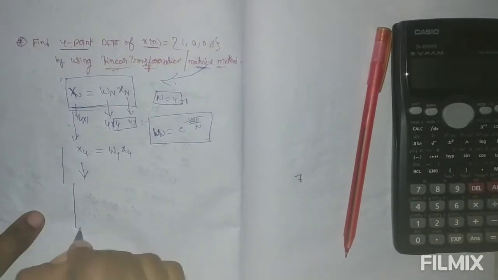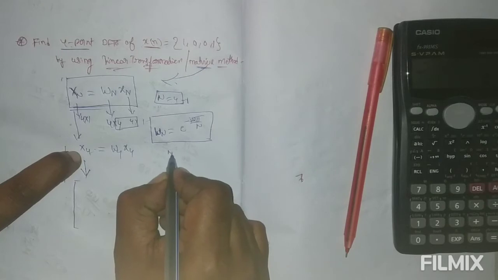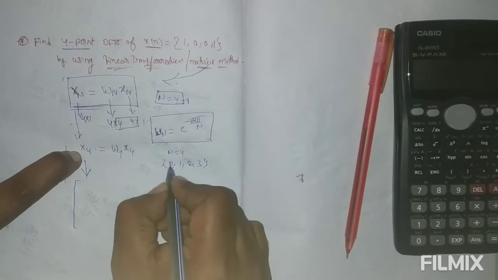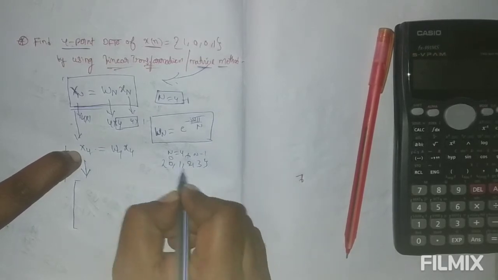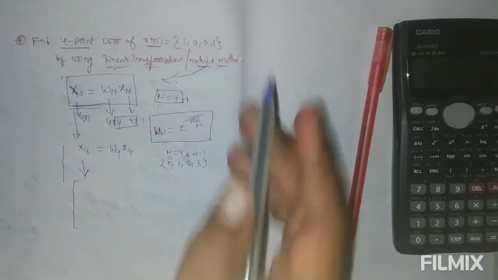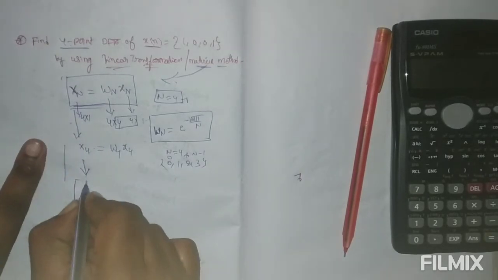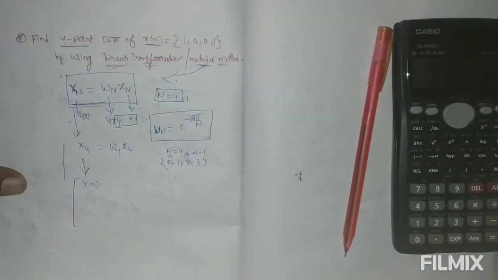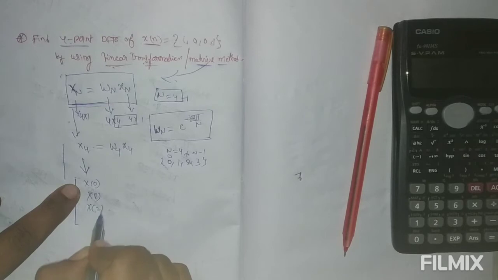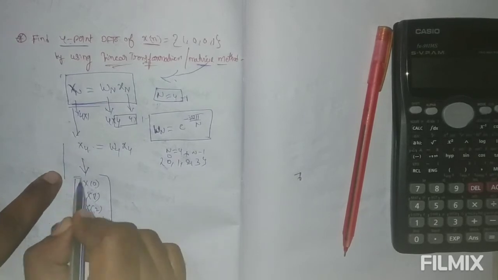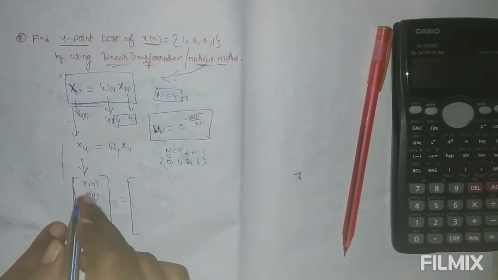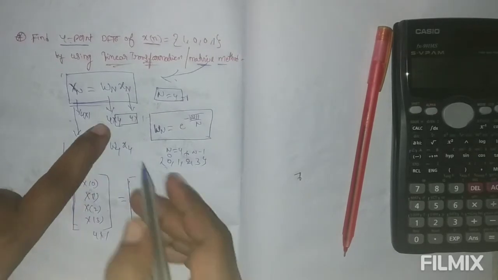Therefore, with N equal to 4, the index values are 0 1 2 3, that is 0 to N minus 1. So we have X of 0, X of 1, X of 2, X of 3 on the left, equal to the twiddle factor values times small x of 0, x of 1, x of 2, x of 3. This is a 4 by 1 matrix and this is a 4 by 4 matrix.